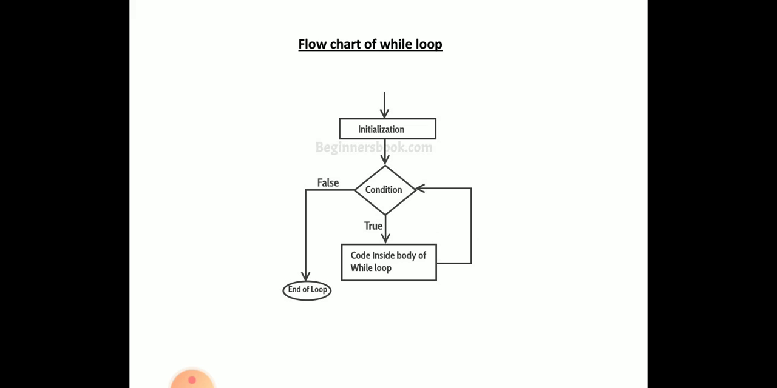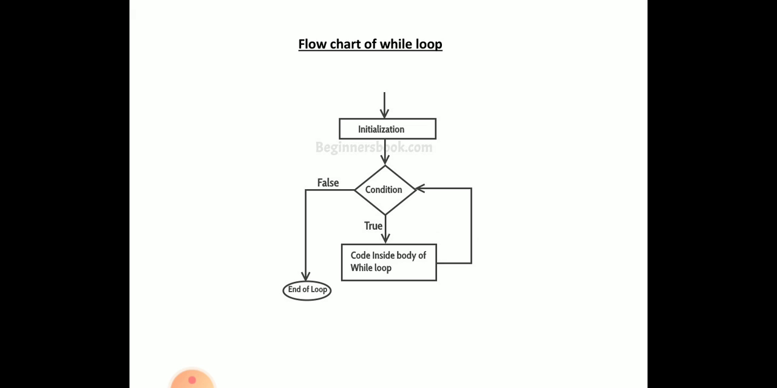In the flowchart of the while loop, we see that after initialization, from the entry, it checks for the test condition. If the condition becomes true, then the code inside the body of the while loop will be executed. As we said earlier, the body of the while loop may contain one statement or more than one statements. So only if the condition becomes true, the code inside the body of the while loop will be executed.